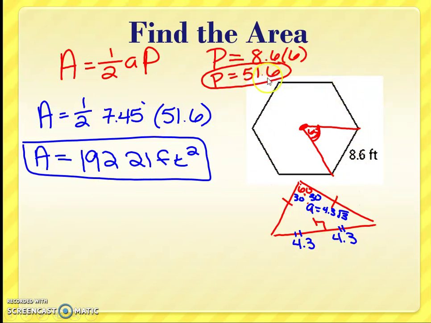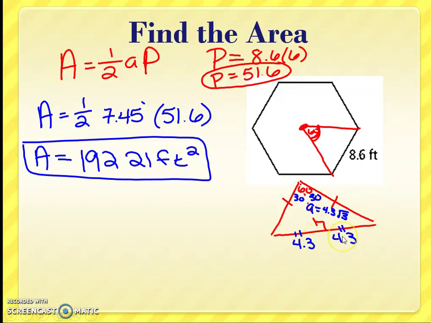So that's 51.6. If you put on the calculator 4.3 radical 3, you're going to get about 7.45. So you've got to put this in the calculator, 4.3 radical 3. And then it's 7.45. You're going to do half times 7.45 times the perimeter, which is 51.6. So if I multiply these three, I get 192.21 square feet.